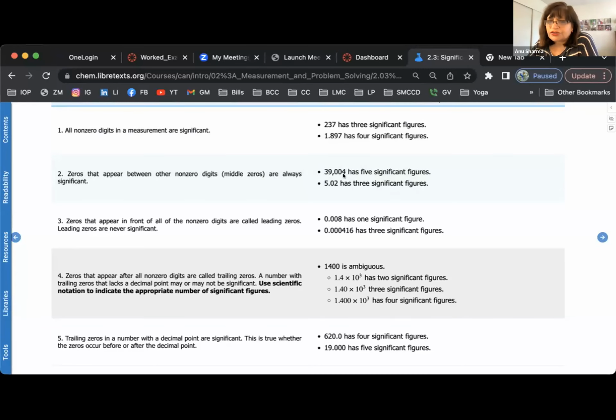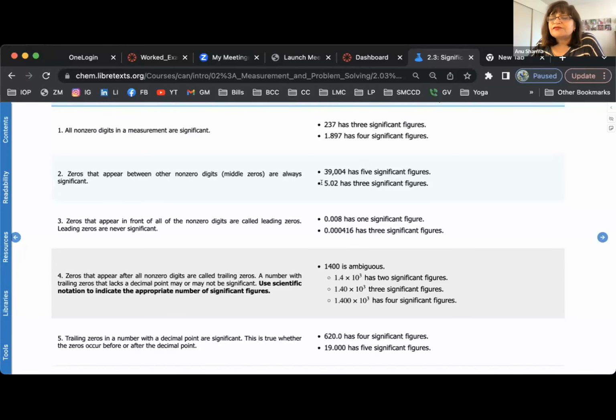Important means you have to count them in calculations, whenever you're computing them. So 39,004. All these zeros are adding value to this digit. So this is 1, 2, 3, 4, 5.